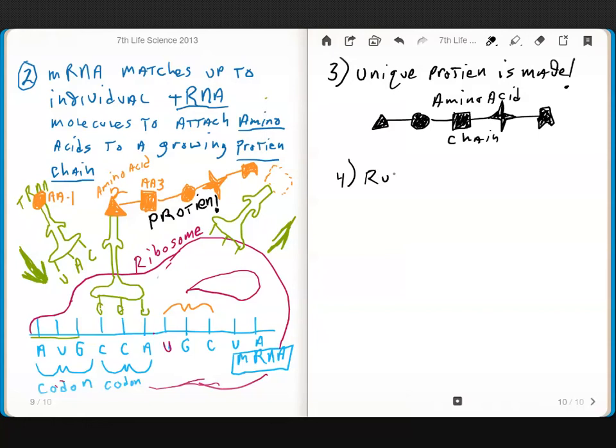There's one rule. One gene equals one protein. And there's about 30,000 different proteins in the human body.